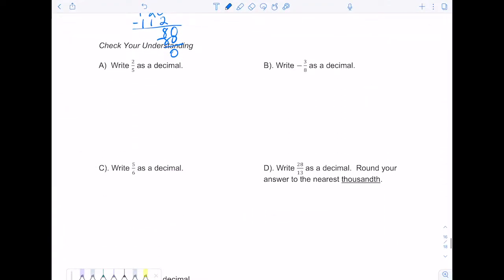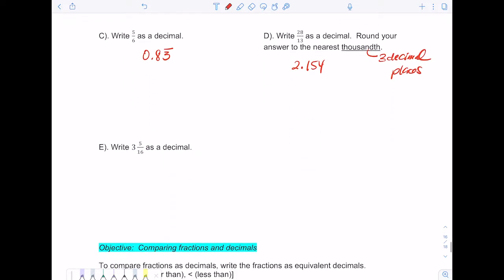For the check your understanding, you can try these problems on your own. I will give you the answers. So you'll get 0.4 for A, you'll get negative 0.375 for B. For C, you'll get 0.83, and the 3 is the one that's going to repeat. Here, you're rounding your answer to the nearest thousandth, so that means you want to go 3 decimal places to the right. So I'm going to get 2.154. And for E, you're going to get 3.3125.